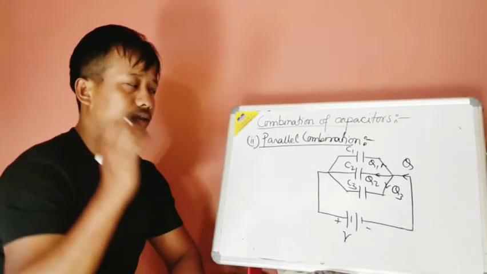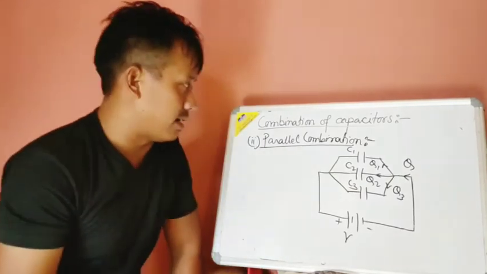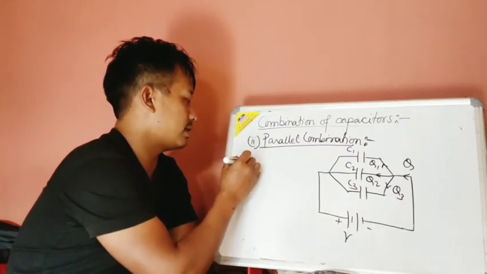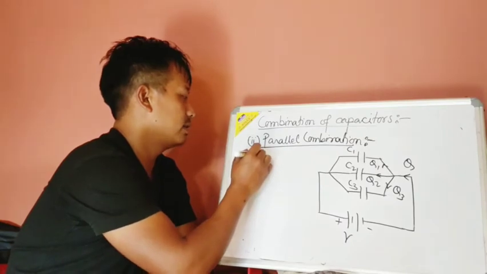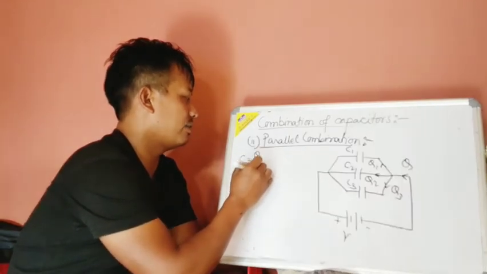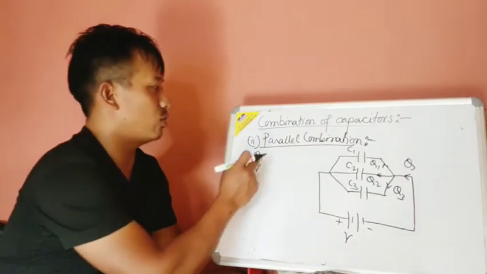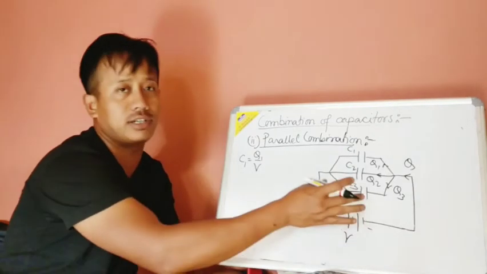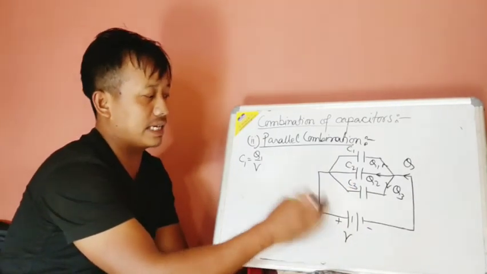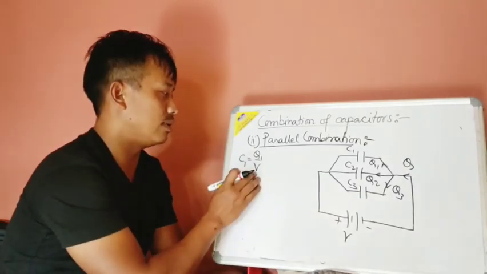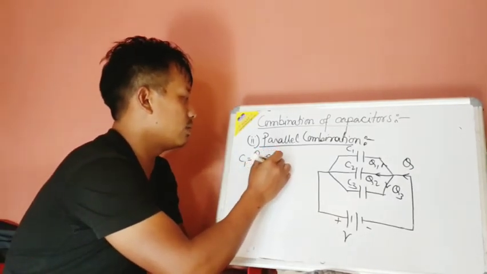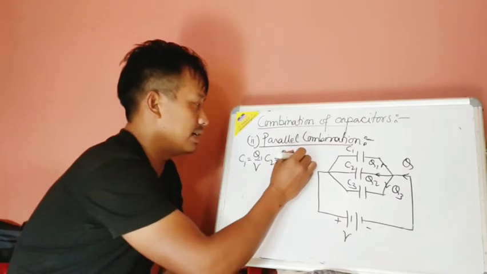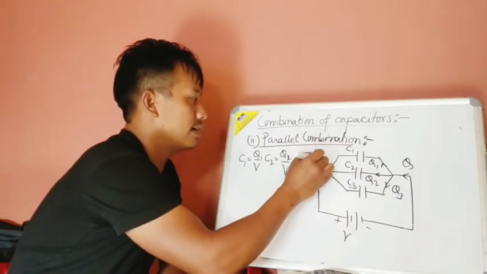So, like what you have done in the previous derivation, by definition of capacitance, C1 will be how much? Q1 by V. Why are we using Q1? Because charge Q1 is passing through C1. Potential V will remain the same because in parallel combination the potential is always constant. That's why it should be only V. Then C2 will be Q2 by V. Similarly, C3 will be Q3 by V.